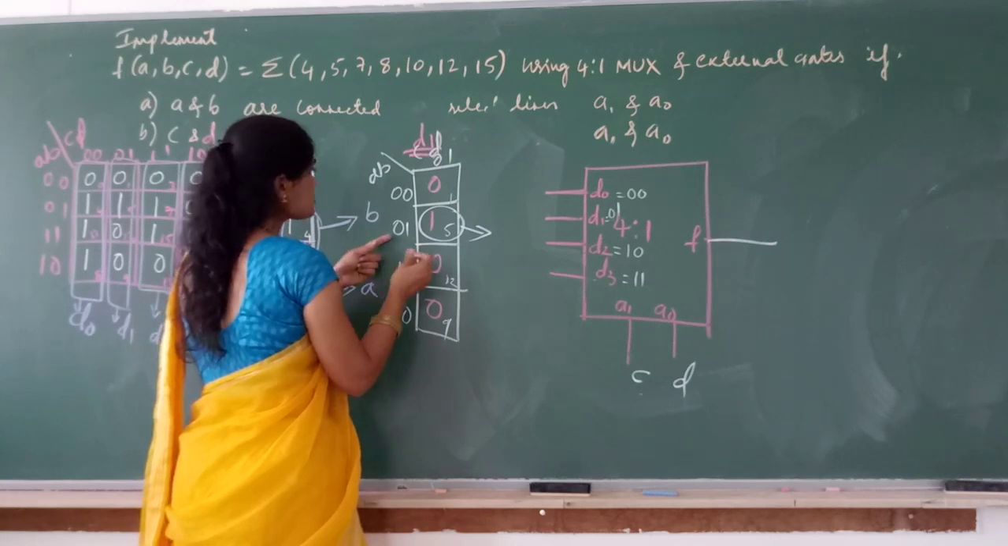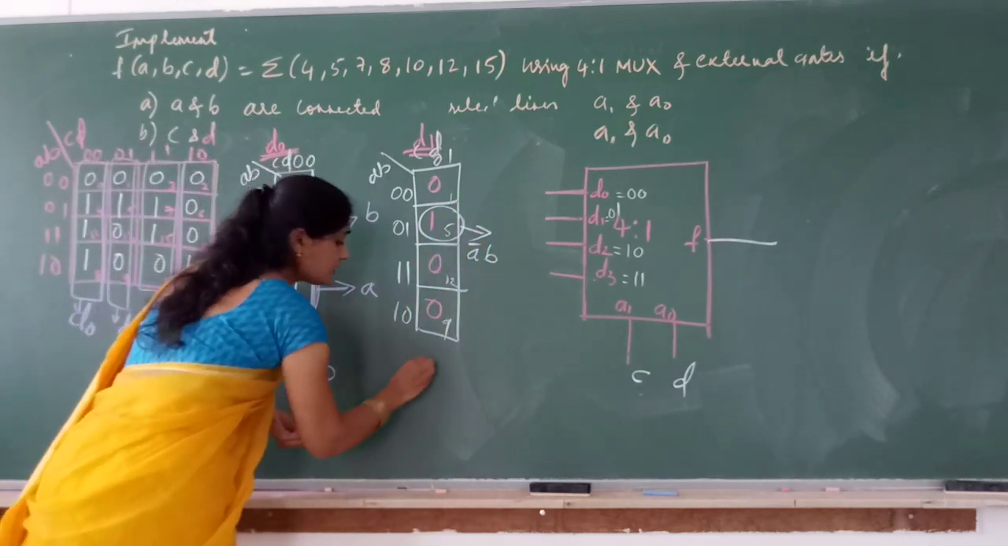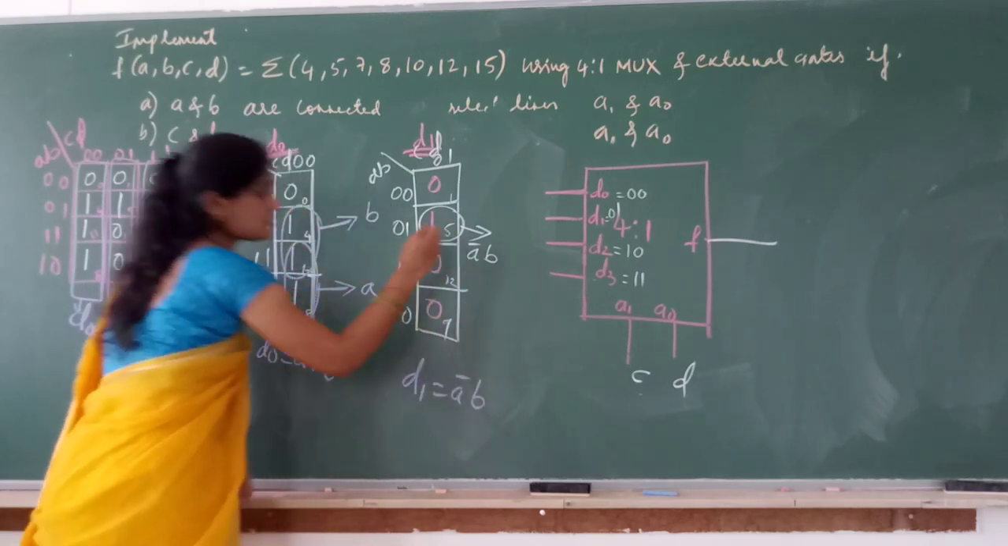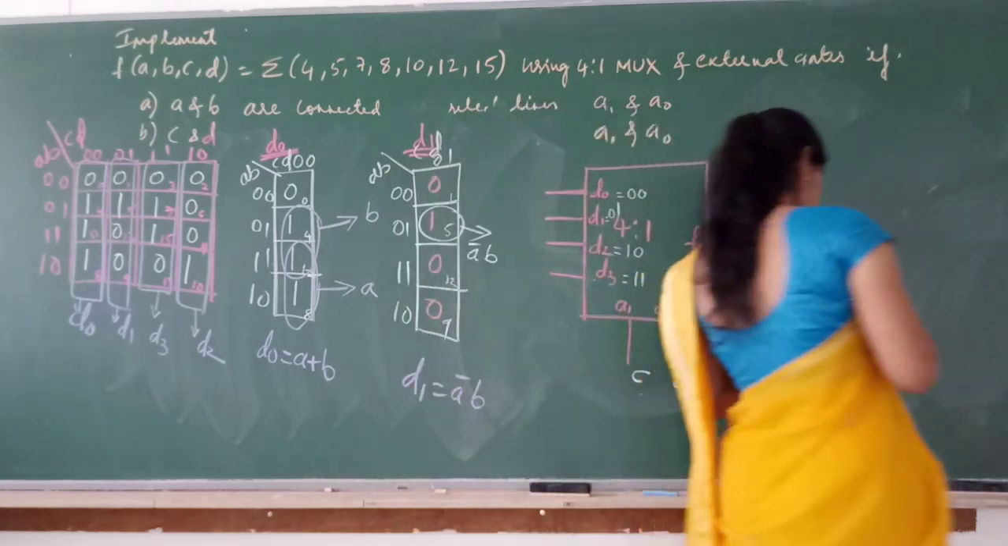So what is CD? I am not supposed to include it. So it is A bar B. A bar B. So what is D1? D1 is equal to A bar B. Similarly, solve for D2 and D3.